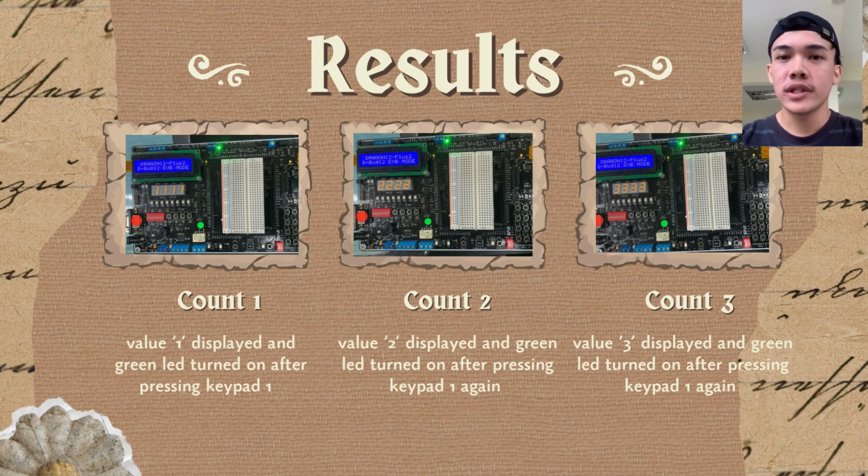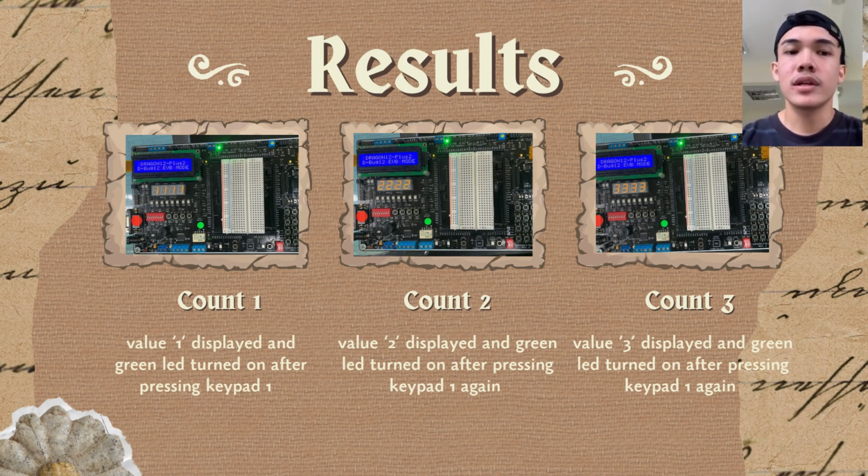Assalamualaikum, my name is Shoaibul Shami. In this section, I will present the result of our project, a simple voting system. I will present how the simple voting system works. For our project, there are two keypads that we use. Keypad 1 is for candidate 1 and keypad 2 is for candidate 2.